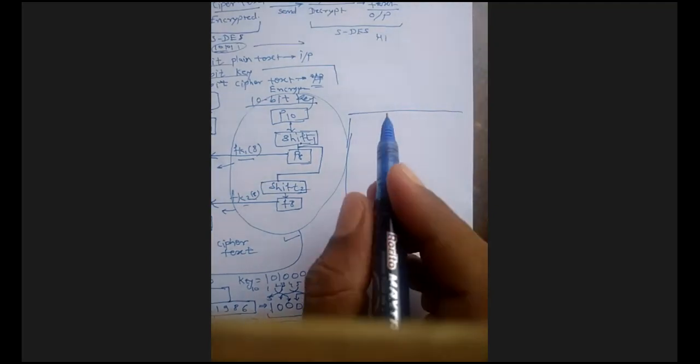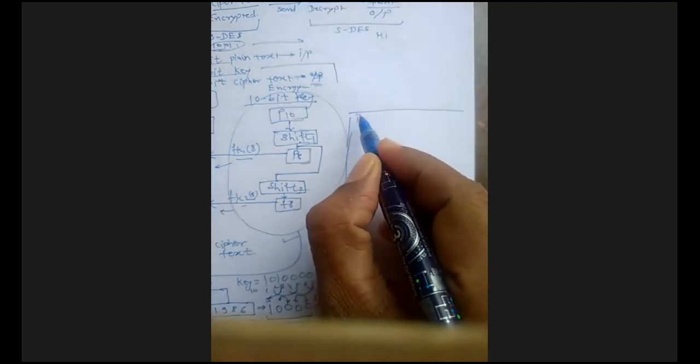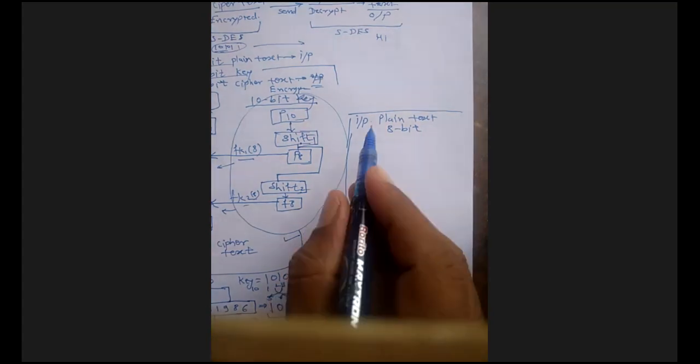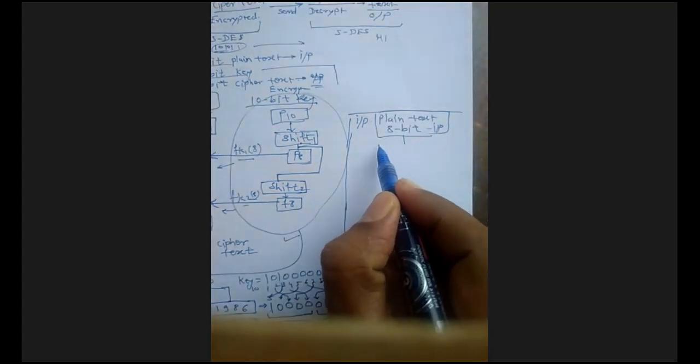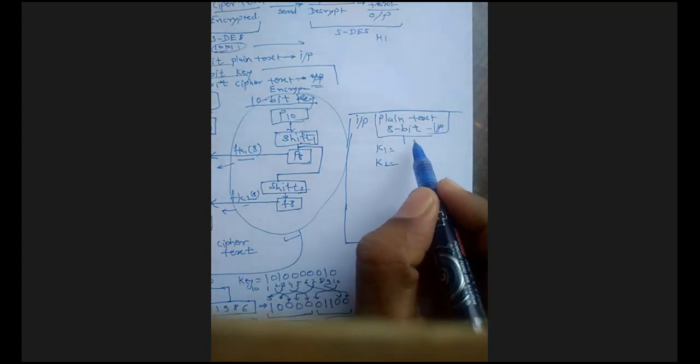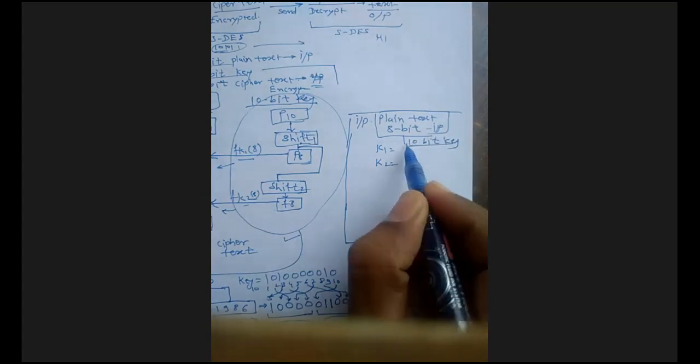See what I have done till now. So my input is my plain text. That is my 8-bit. This is my input value. That I have to convert using key 1 and key 2. Key 1 and key 2 I have got from the 10-bit key. The 10-bit key is just what I have used.